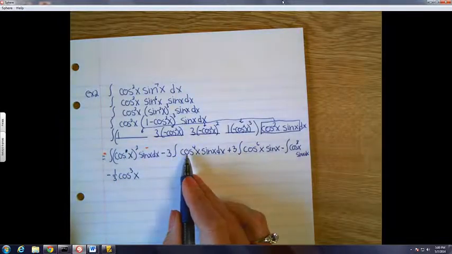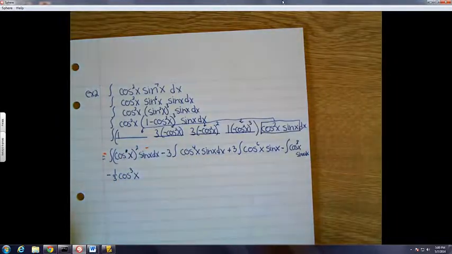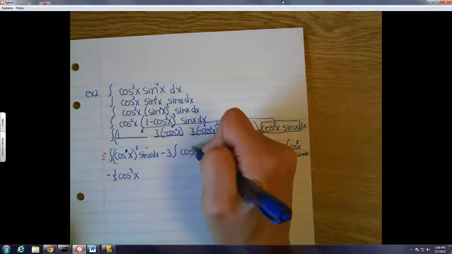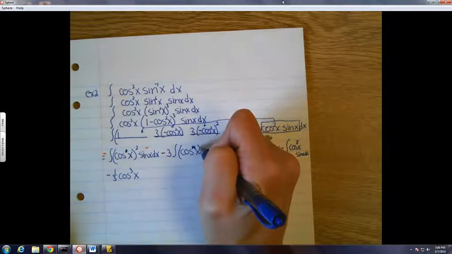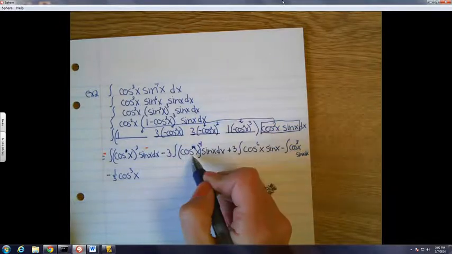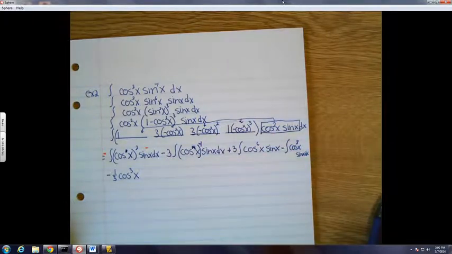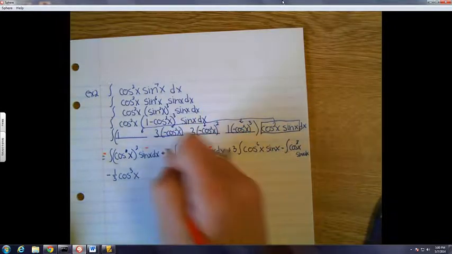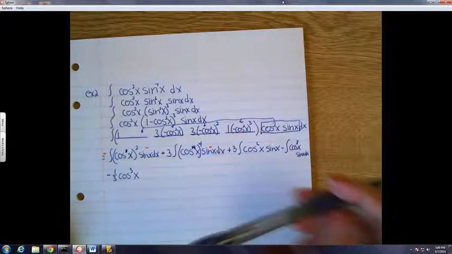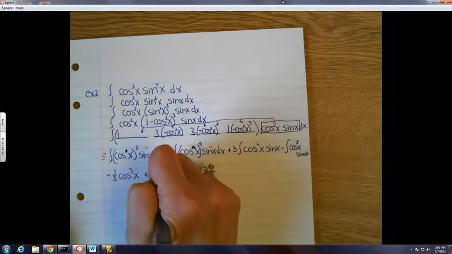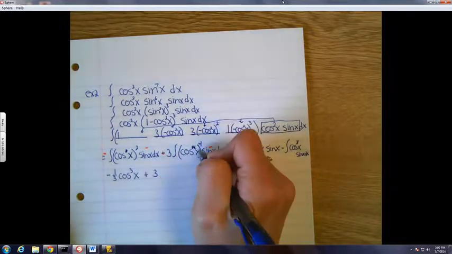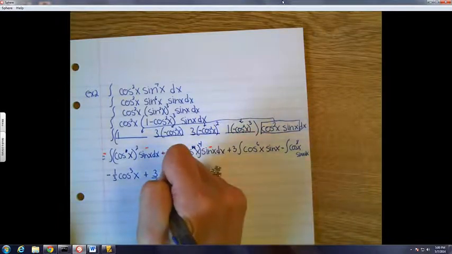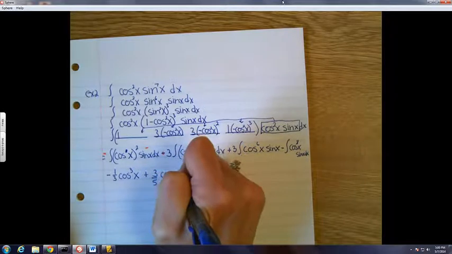Here, again, I still need a negative, because I didn't write it with parentheses here. It helps to think of it this way: my inside is cosine, and that's to the 4th power. Derivative of the inside is negative sine, so I need a negative, which is going to make this positive. So I'll have plus 3, add 1, that'll be 5, 1/5. So I'll have a 3/5 cosine to the 5th.